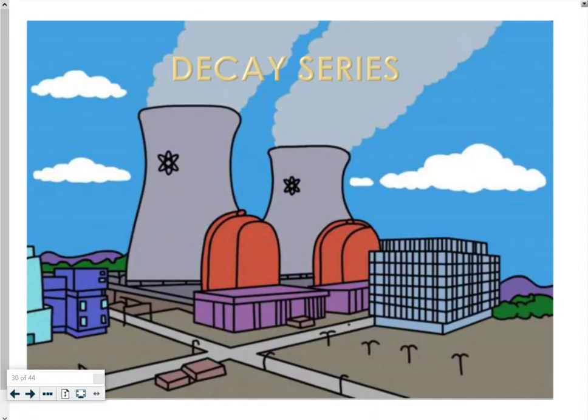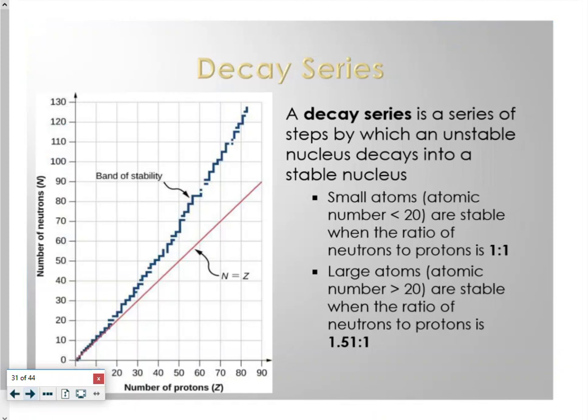Within arm's reach. All right, decay series. Now we're going to be looking at multiple decay reactions for one particular parent, and it needs to go through all of these in order to eventually achieve stability. So highlight along with me as we go. It's a step-by-step process. A decay series is the steps by which the unstable nucleus decays into a stable one, but it takes multiple steps to do that.